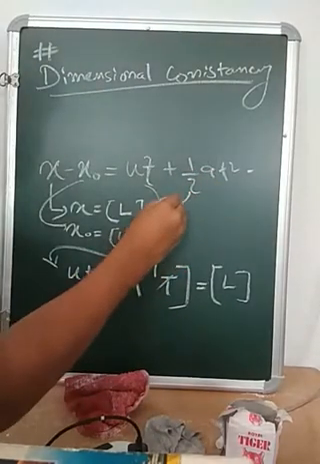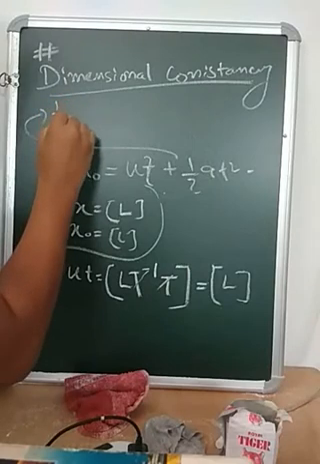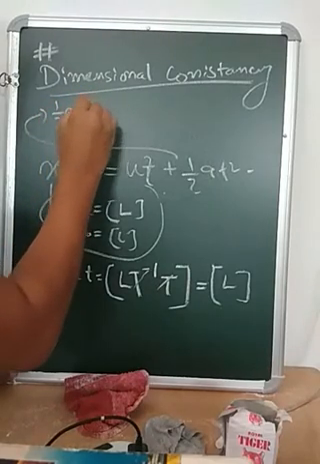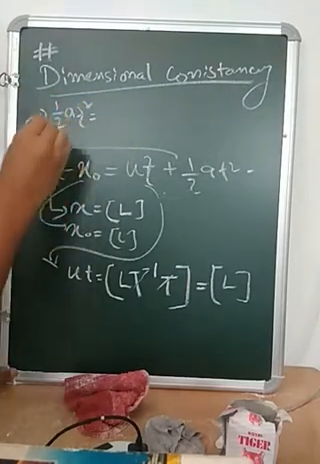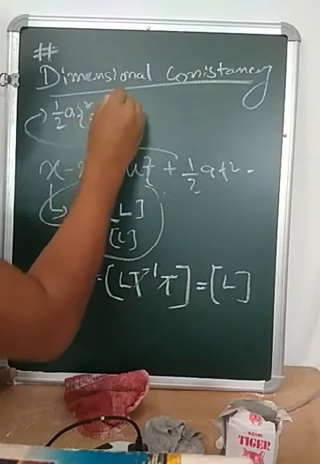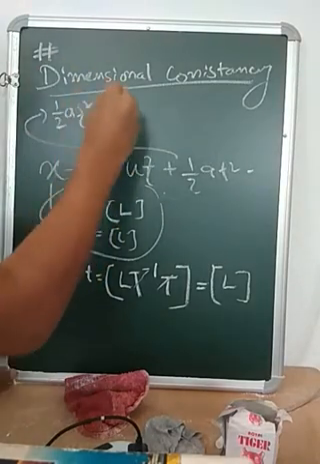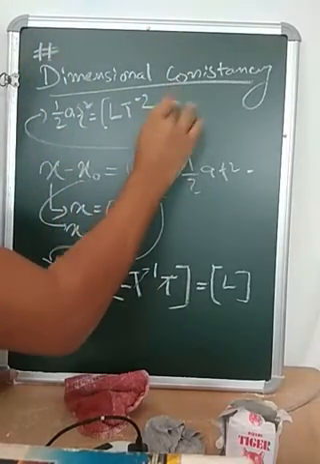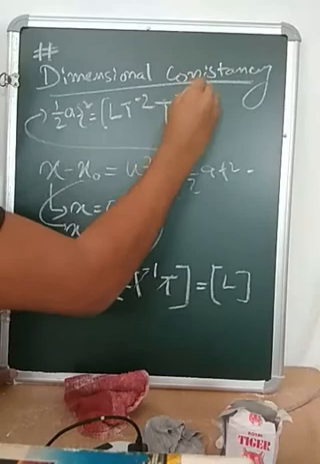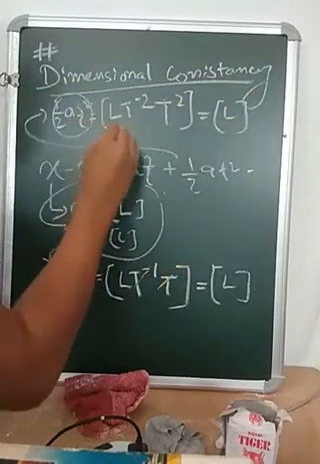Now see the dimension of L, right? L squared. See, we neglect the half because it is a numerical term, it has no dimensional unit. So what is the dimension of this? Dimension of acceleration is L t to the power minus 2, per second square, and t for t square, right? So what is the dimension of this term? Dimension of this term is L.